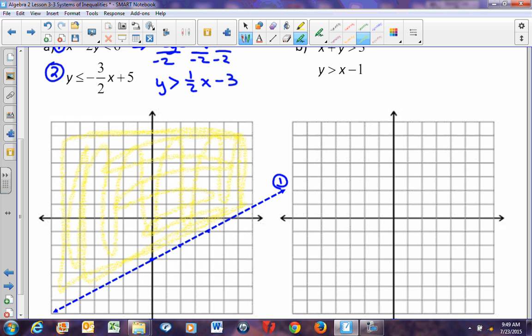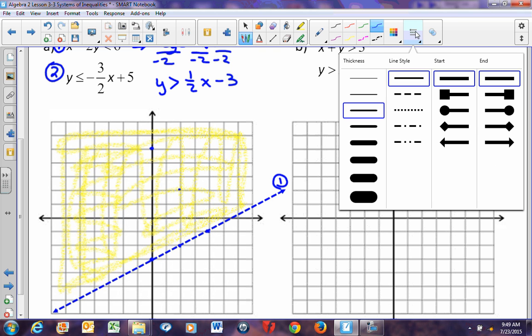Now I have to graph the second inequality. Let's take our second inequality, which is already written in slope-intercept form. Isn't that nice? So I go up 5: 1, 2, 3, 4, 5. My slope is down 3, right 2. And I can graph this line as well.